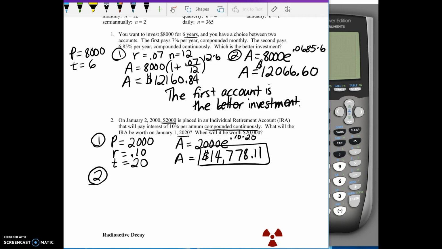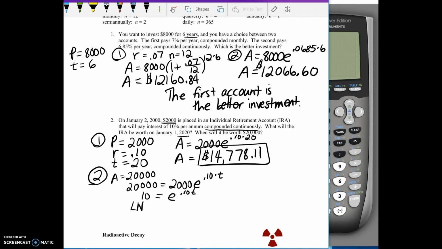If you were able to keep it at the same rate, the next part says when will it be worth $20,000. So now we have A is the 20,000. So we're going to have to do some solving work here. We have 20,000. Just be careful with your zeros on this. Equals 2,000 e to the 0.1 times your time. First divide out your 2,000, you get 10 equals e to the 0.10 t.